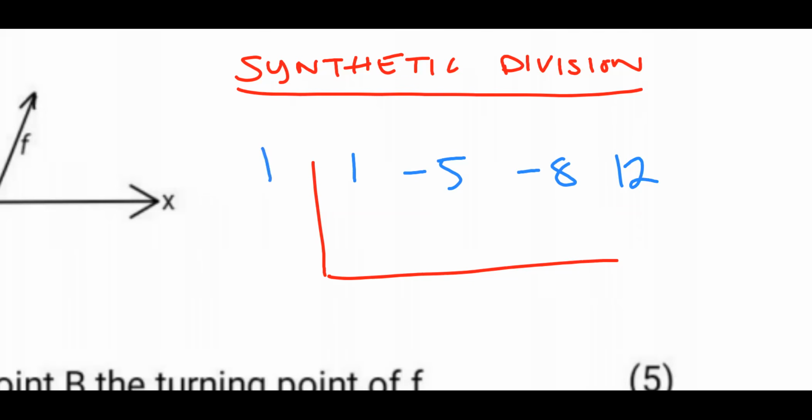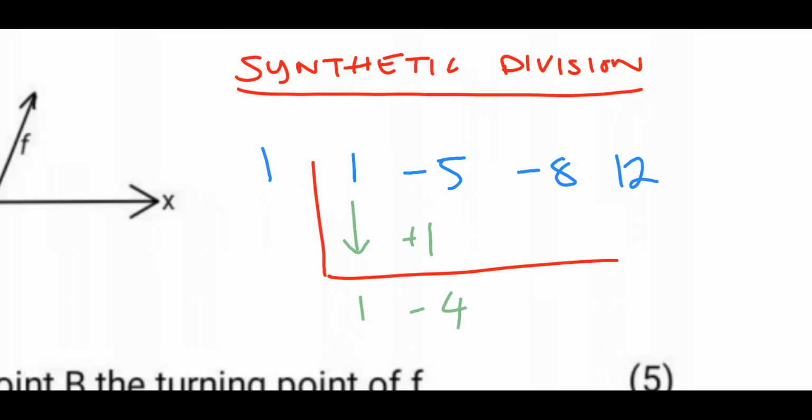So we'll start off by just bringing this one down. And then what we're going to do is multiply this one with that one. Okay, so 1 times 1 is just 1. I put it there. And now I'm going to add the -5 to the 1. So -5 plus 1 is equal to -4.